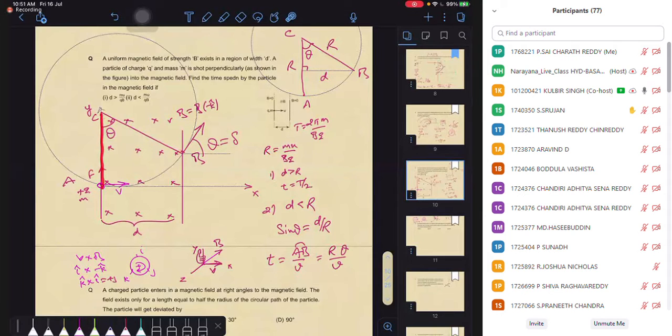This is my circle radius. This width is going to be my d. Circle radius, and the width is here my d. So I can find out the angle it will spend in the magnetic field. From this angle, we can relate timing and everything else.